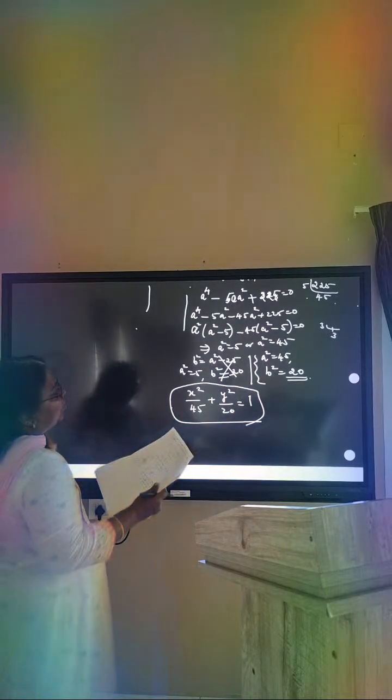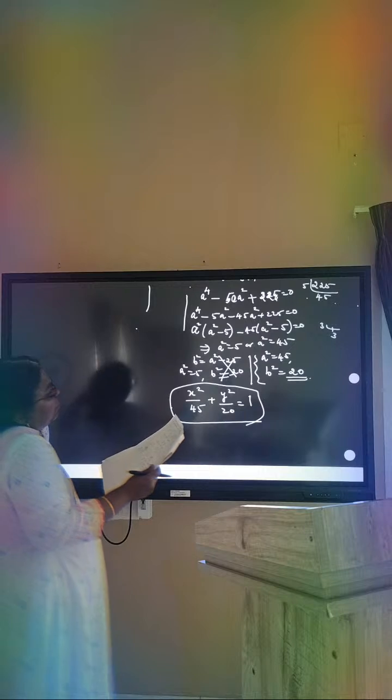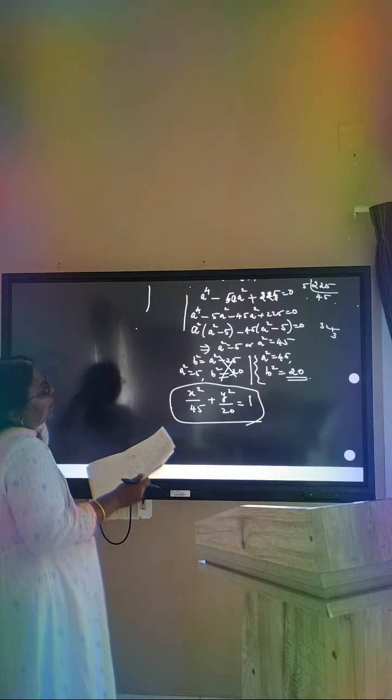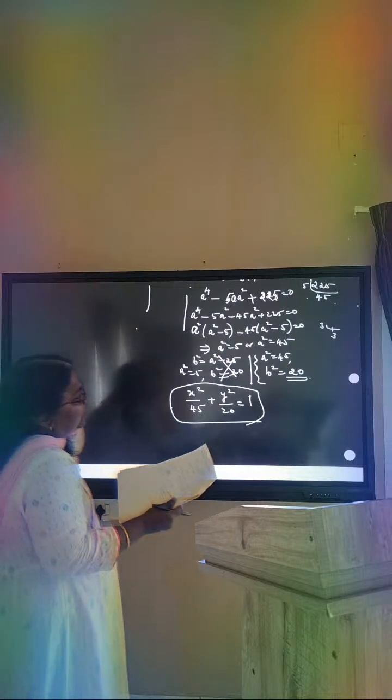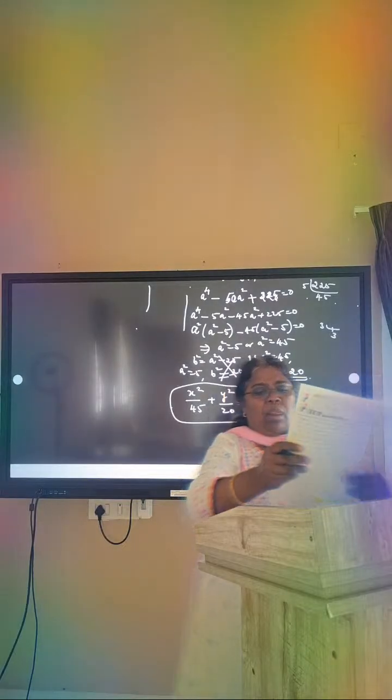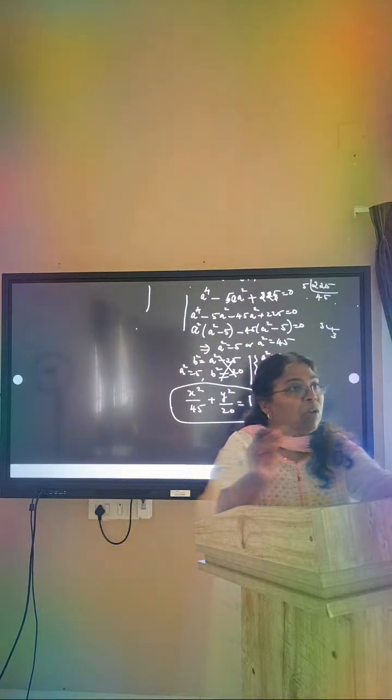So 45 and 5, 50. Okay. 5 is 25, 5 to 20. Yes. So pen and chart. Okay.